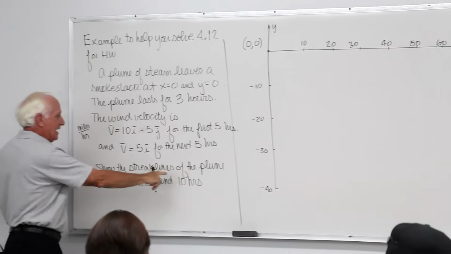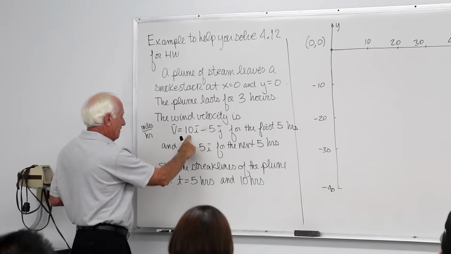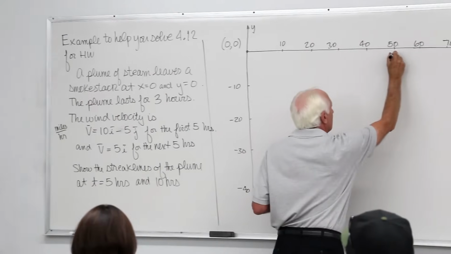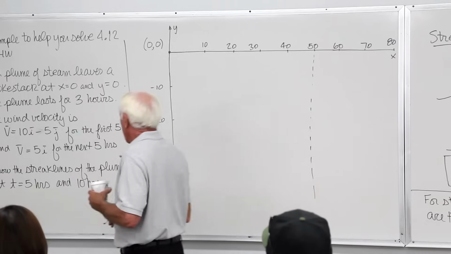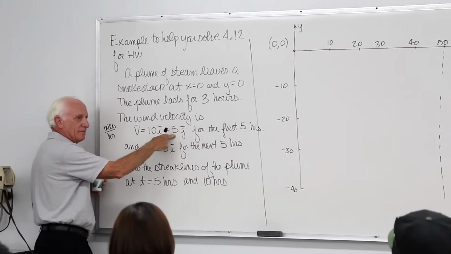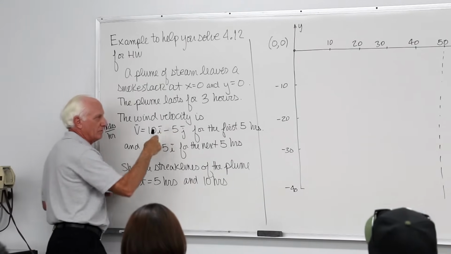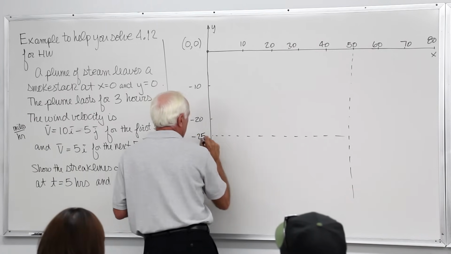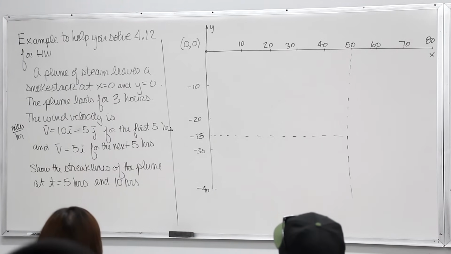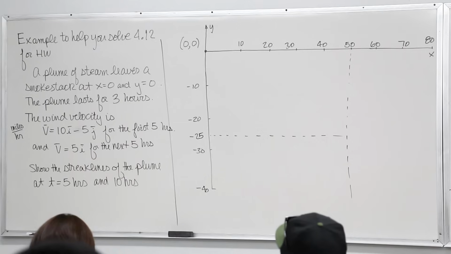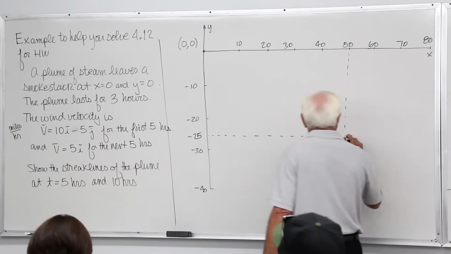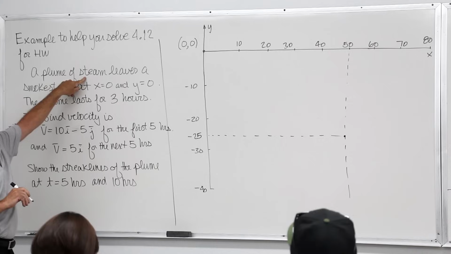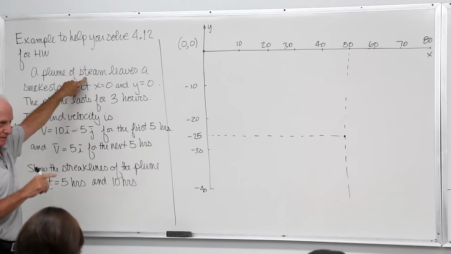So after 5 hours, 5 times 10, 50. In what direction? X. Okay, 50. Y direction: 5 hours times 5 miles per hour, 25. Where? Down. There's the first particle of steam that left the smokestack after 5 hours. There it is.